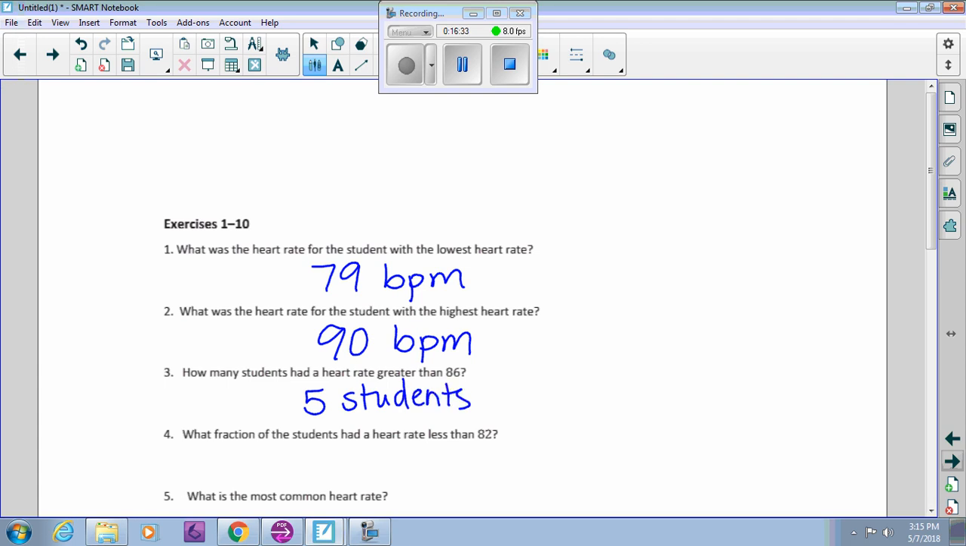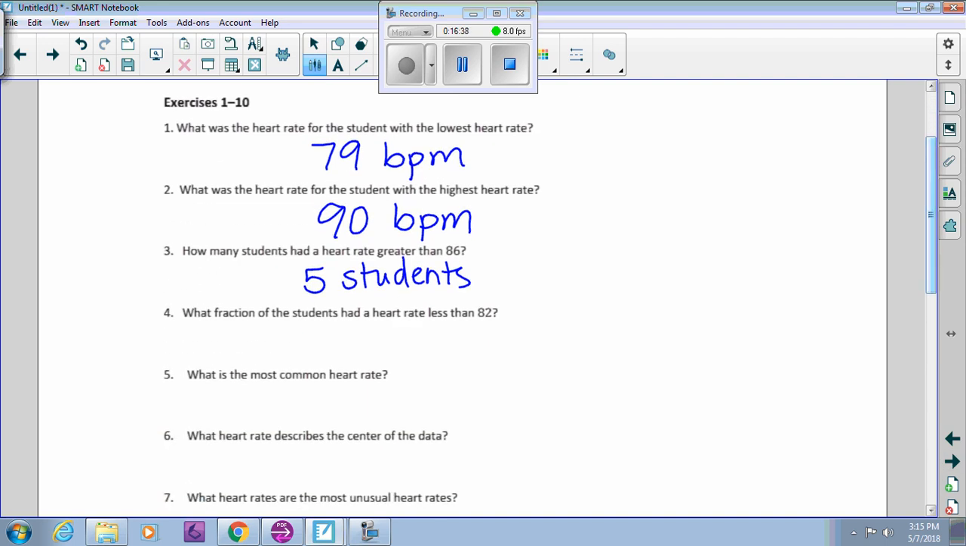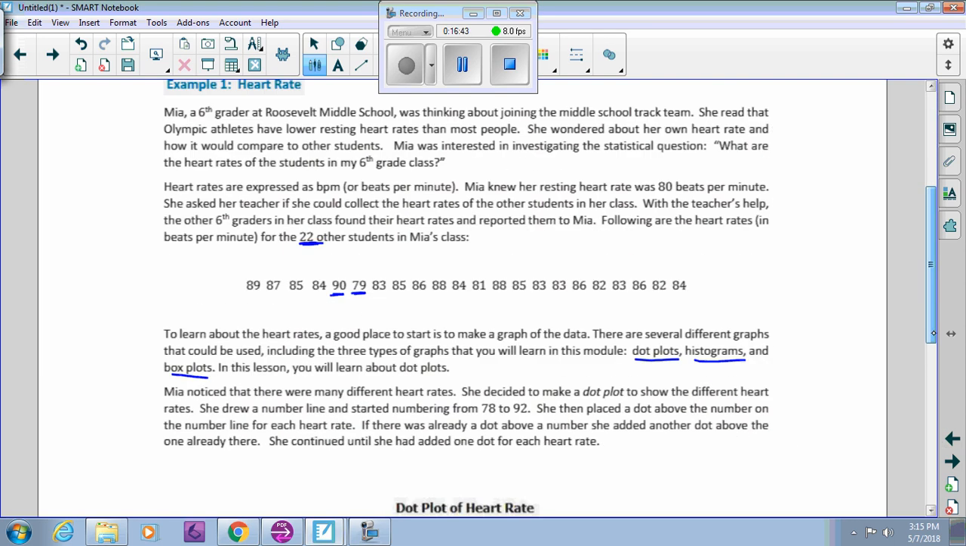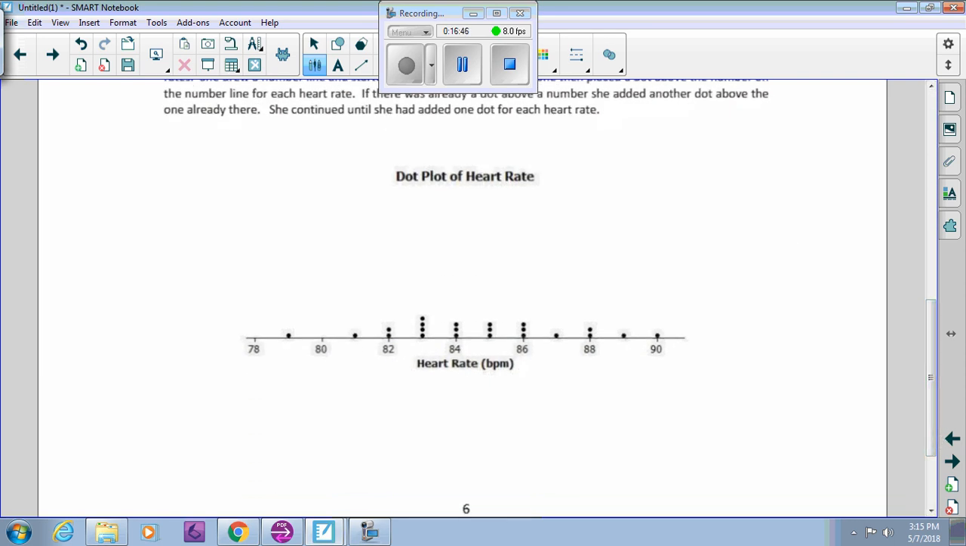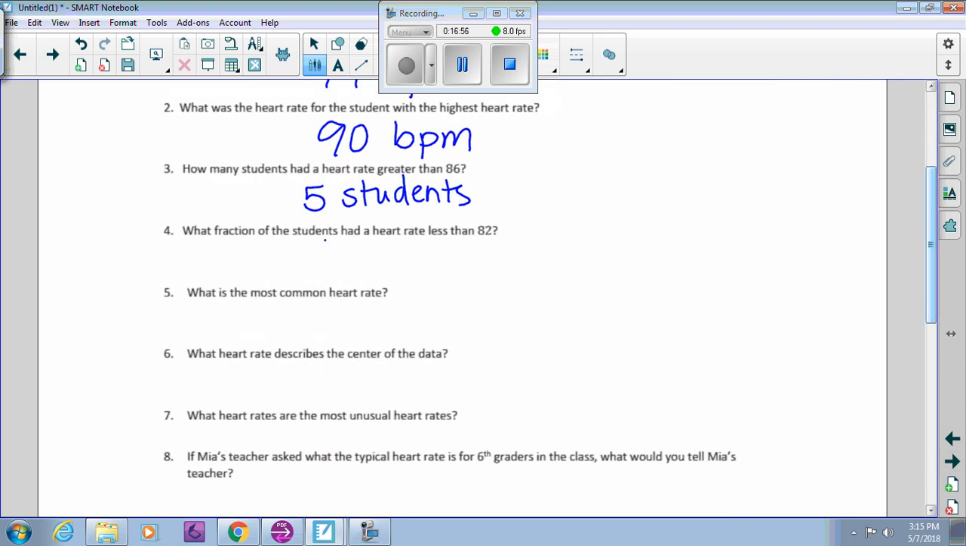What fraction of the students had a heart rate less than 82? So fraction, we want to know how many had less than 82, out of a total of 22. So less than 82. All right, so we don't want to count 82. It's less than 82. So you'll notice there are 2 dots here, one at 79, one at 81. So we have 2 people out of every 22. So that means that would be 1 out of every 11 children have a heart rate less than 82.